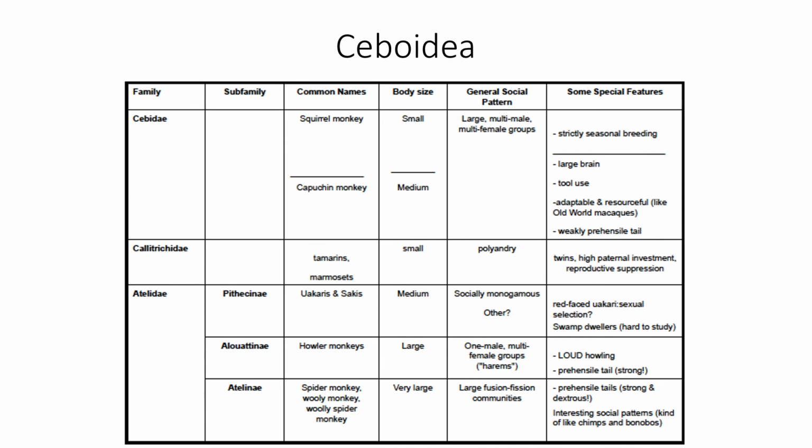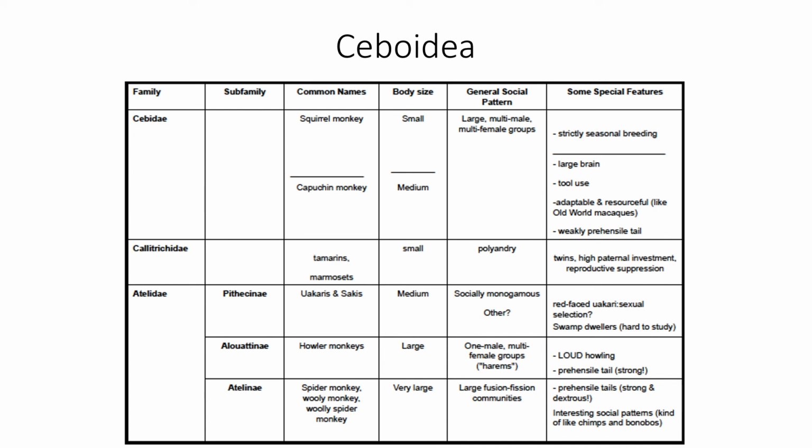And then we have our Atelidae, which are going to be our Ocaris, that little red-faced monkey we saw at the beginning, our Sakis, which we have at the Buffalo Zoo, howler monkeys, spider monkeys, and woolly spider monkeys. These are going to range from medium to very large. Socially, our Ocaris and Sakis are typically monogamous, and they live in swamps. We don't know a lot about them because of where they live. The swamps are really hard to get to study.